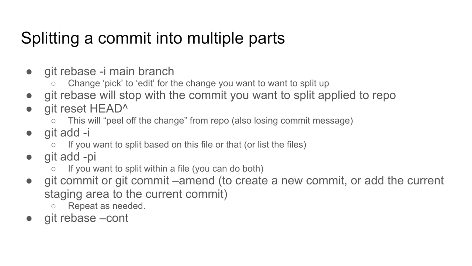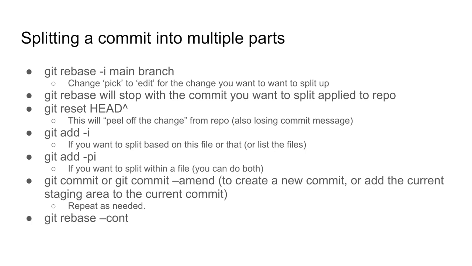So you use an interactive rebase, which is git rebase -i. You'll have a screen pop up, and I'll show you an example of this later, with a bunch of lines that say pick and a hash, and then a little summary of each of the commits. You find the one that you want, and you change pick to edit. Then exit out of the editor, and you'll get a message saying you need to do a git commit --amend or git rebase --continue to continue on.